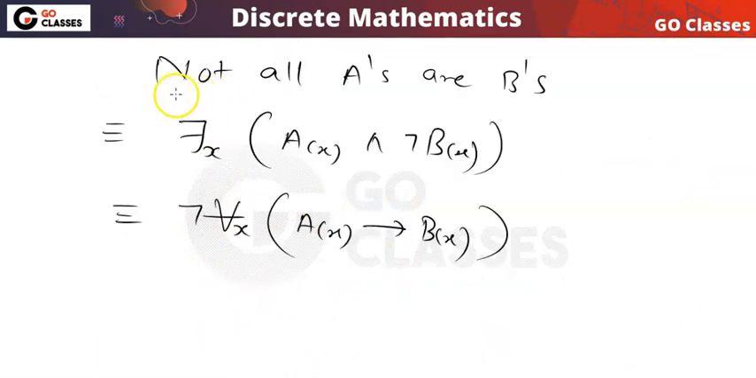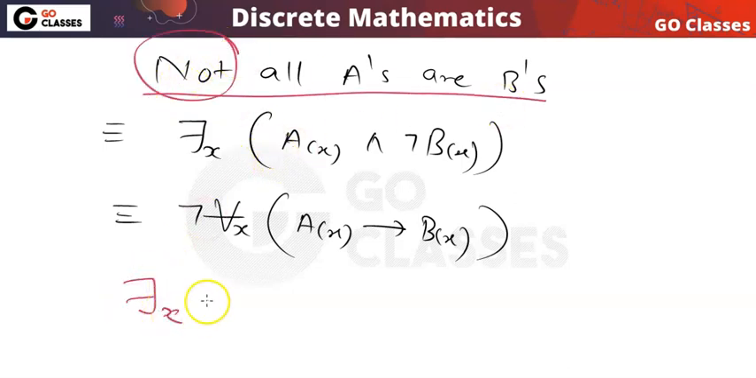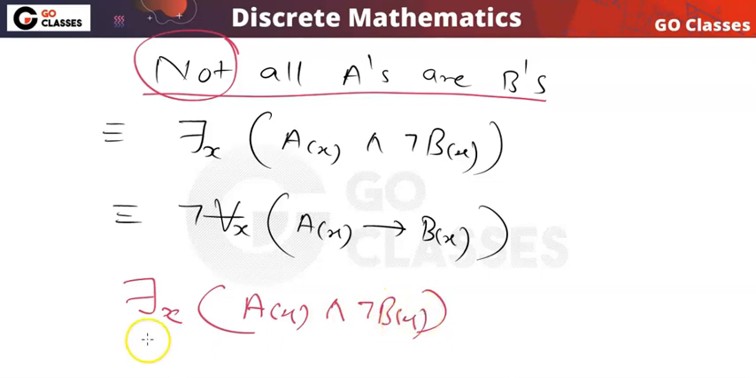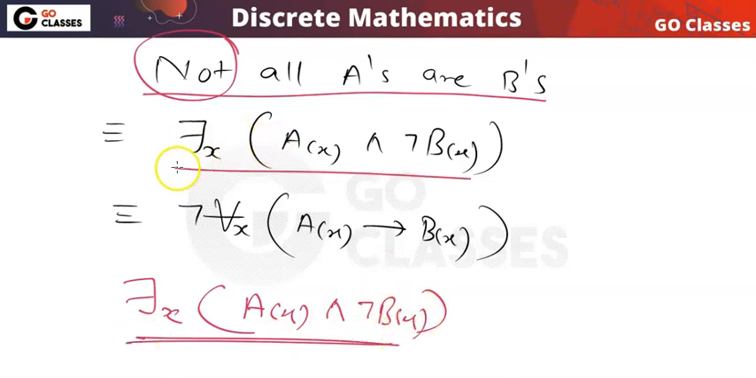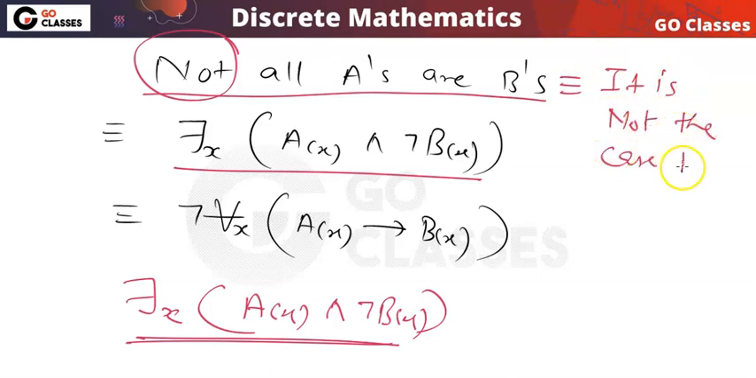Next basic template: not all A's are B's. It means there exists an A which is not B. Or we can say that it is not the case that all A's are B's.